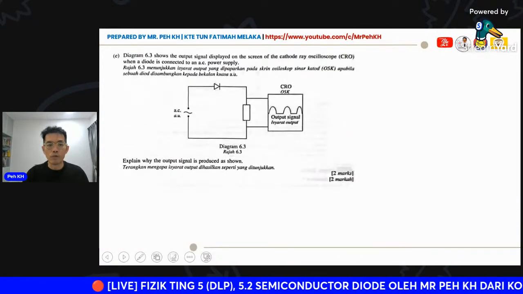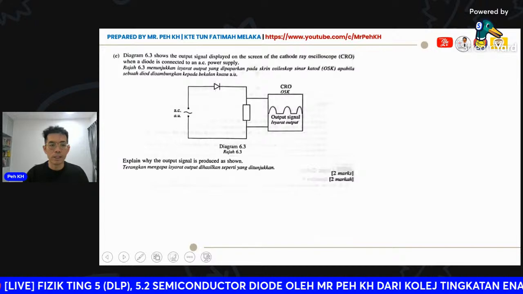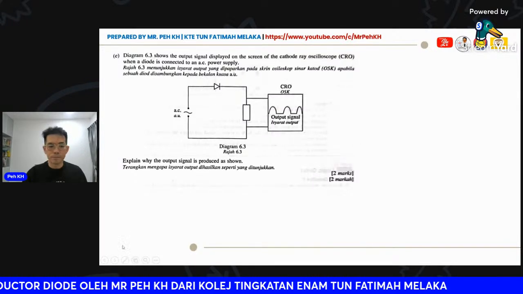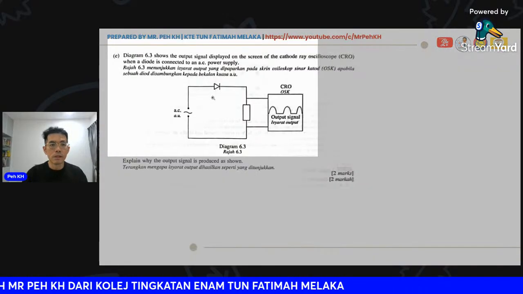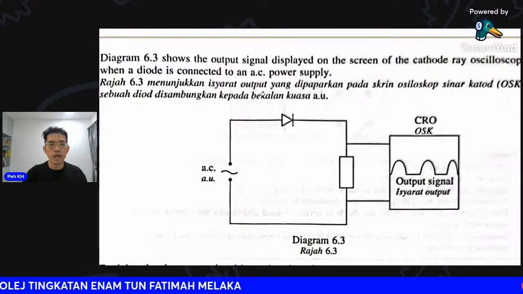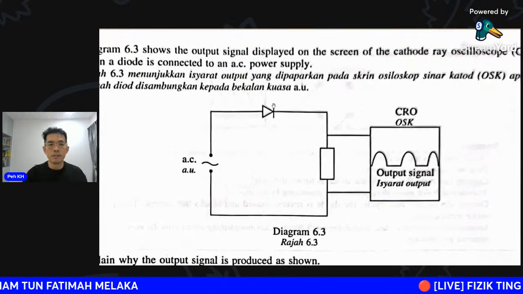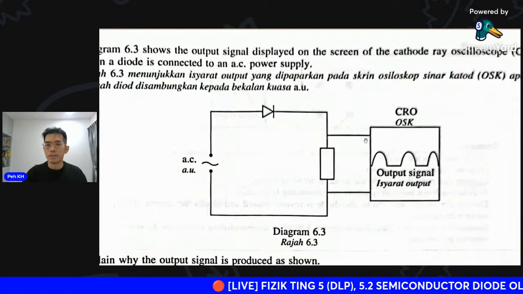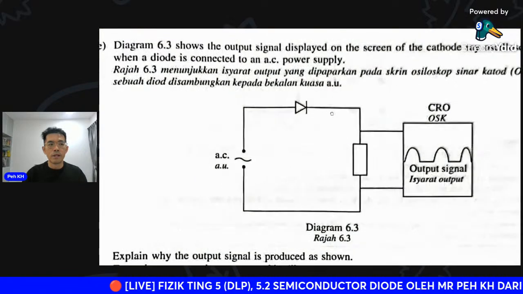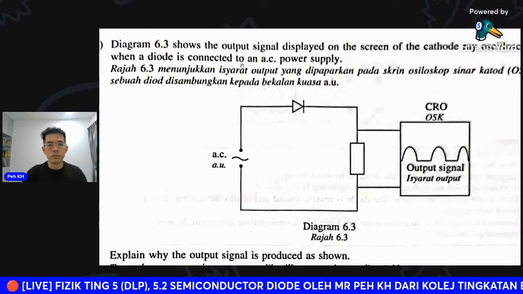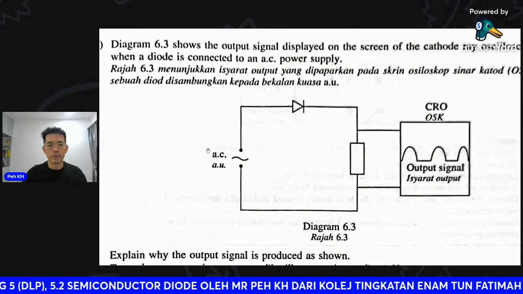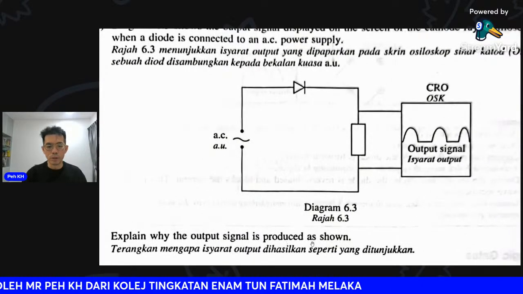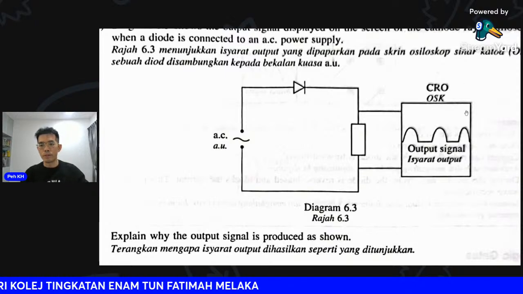Okay, so here we go for our last question today. The question is like this: diagram 6.3 shows the output signal displayed on the screen of the CRO. When the diode is connected to the AC power supply, explain why the output signal is produced as shown. You can see here, this will be the output signal.